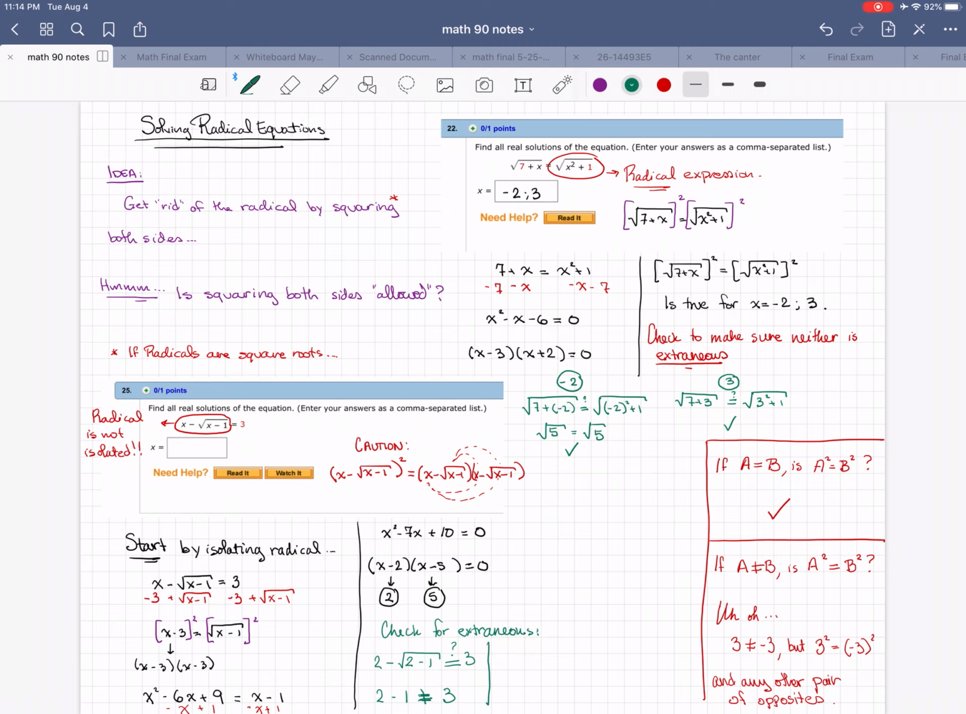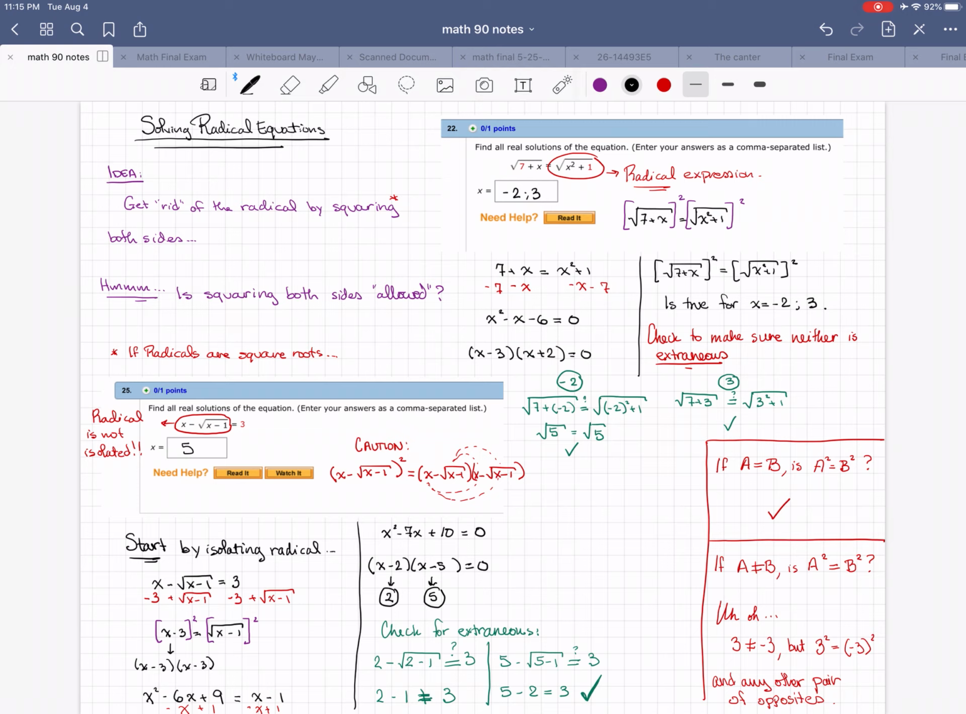So let's check the 5. So 5 minus the square root of 5 minus 1. Is that equal to 3? So 5 minus 1 is 4. Square root of 4 is 2. Sure enough, 5 minus 2 is equal to 3. So in this case, we got 2 potential solutions, and only one of them proved not to be extraneous. So here where it's asking us to enter our answers as a comma-separated list, there's only one solution, and that solution is 5.